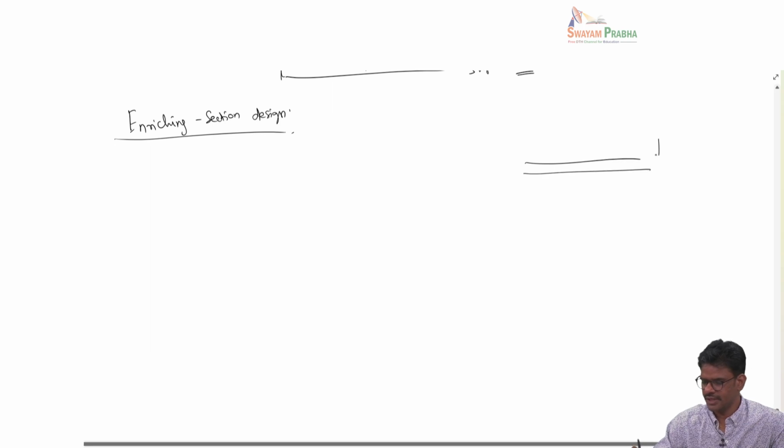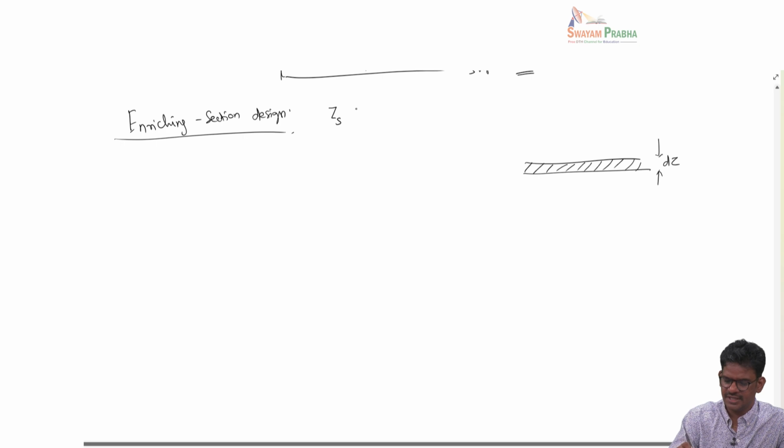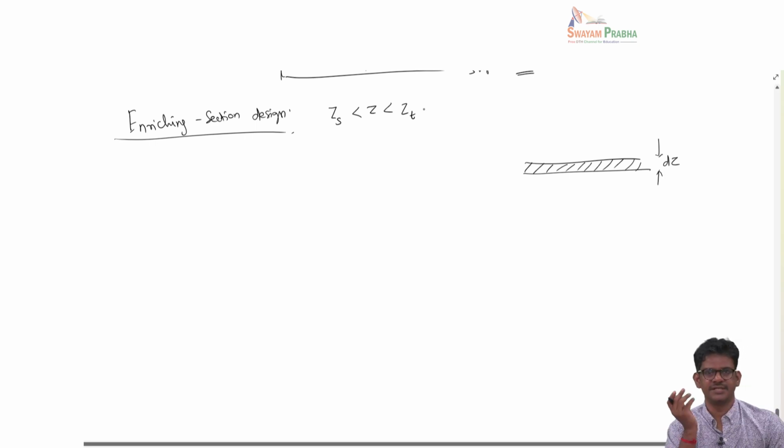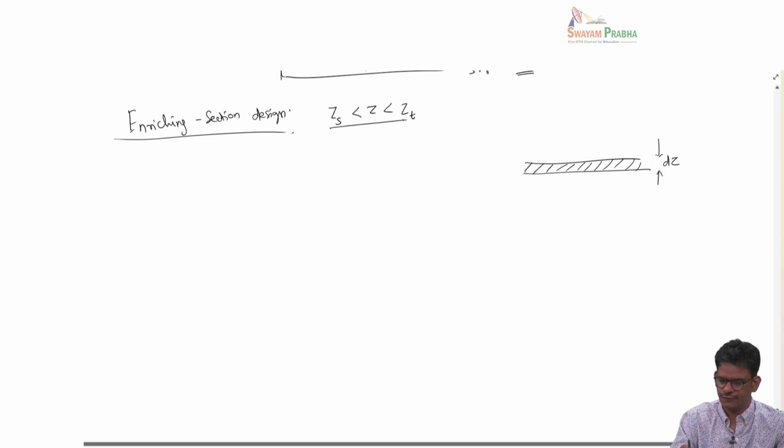So now we do enriching section design. Again we take a small shell dz. Here we write this equation from Zs to Zt, that is the total length. So this is the range of the enriching section. Here again we can write the material balance or mole balance.